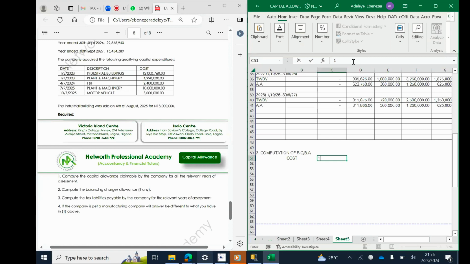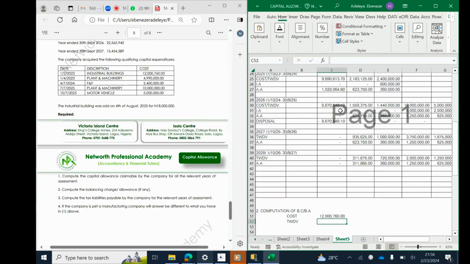12 million 760,000. The tax written down value at the point of sale is what? 8,670,549. Thank you, Jerry. Nobody's saying anything again. I don't know if you are tired. Then the disposal value, the sales price or the sales proceeds, is how much? 18 million. Yeah.